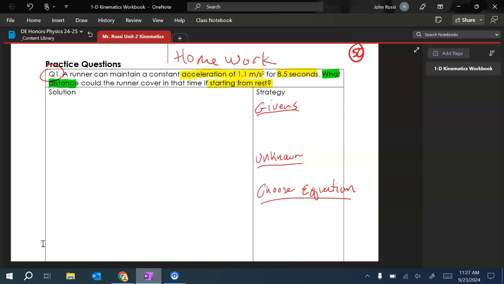Here we have a runner. They have an initial velocity of 0. It takes them a time of 8.5 seconds and an acceleration of 1.1. So that's really my given: the initial velocity is 0 meters per second, the time is 8.5 seconds, and the acceleration is 1.1 meters per second squared. My unknown here is the displacement, because it asks what distance the runner could cover. I'm just going to call that delta x.